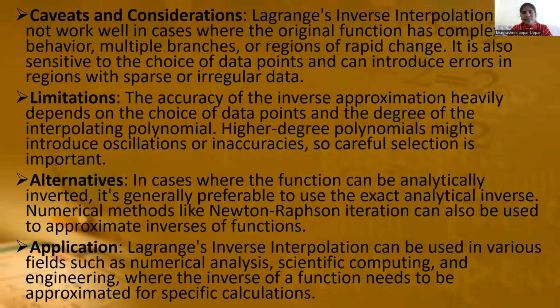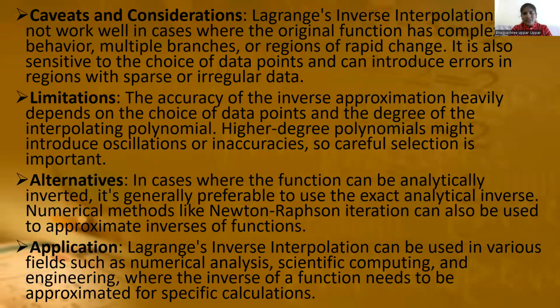Limitations. The accuracy of the inverse approximation heavily depends on the choice of data points and the degree of the interpolating polynomial. Higher degree polynomials might introduce oscillations or inaccuracies, so careful selection is important. Alternatives. In cases where the function can be analytically inverted, it's generally preferable to use the exact analytical inverse. Numerical methods like Newton-Raphson iteration can also be used to approximate the inverse of a function.